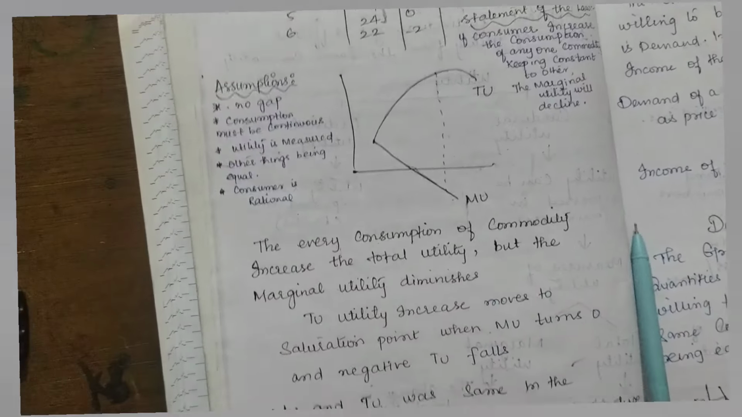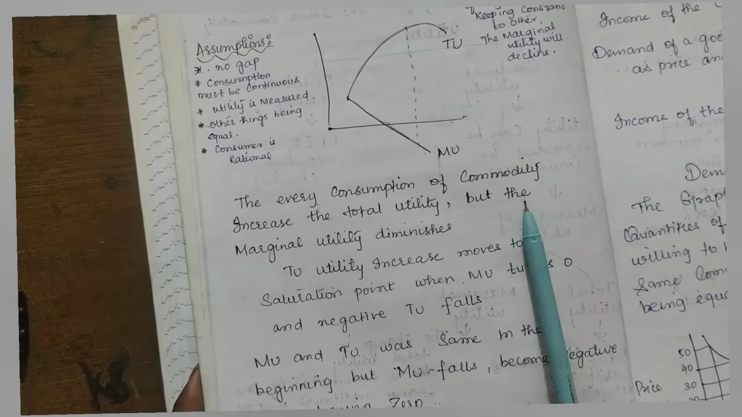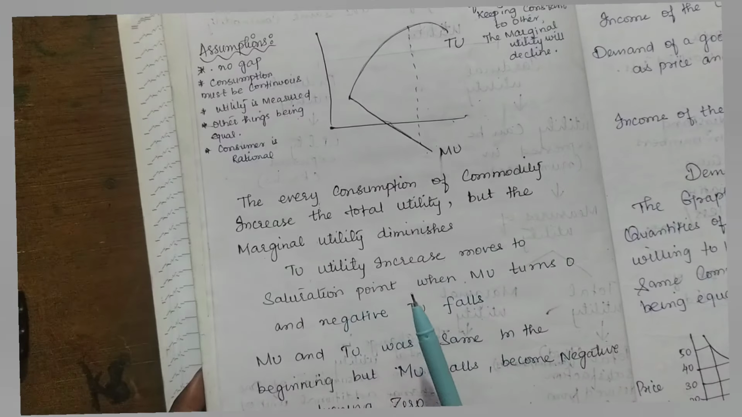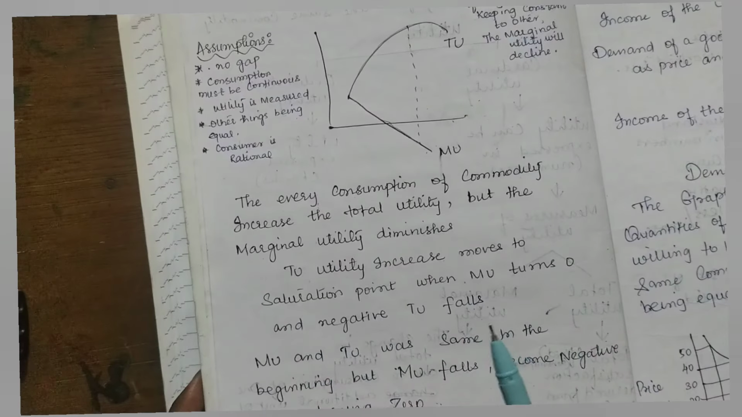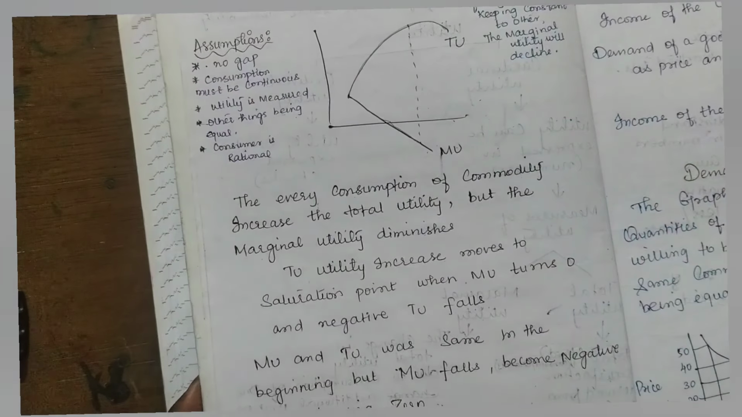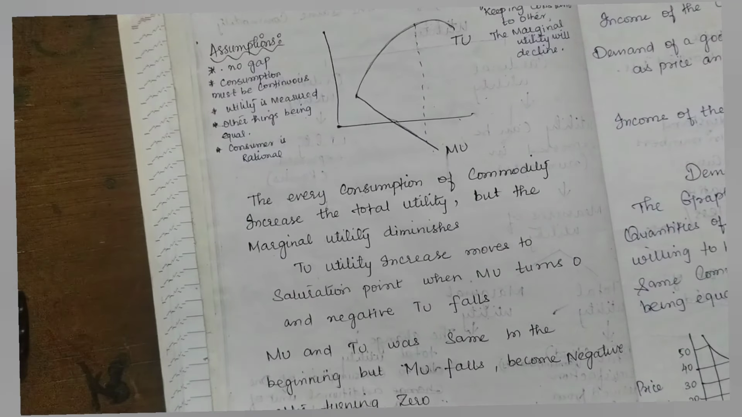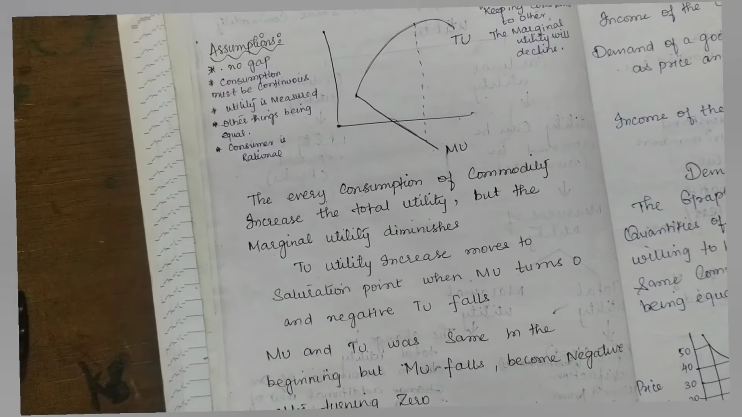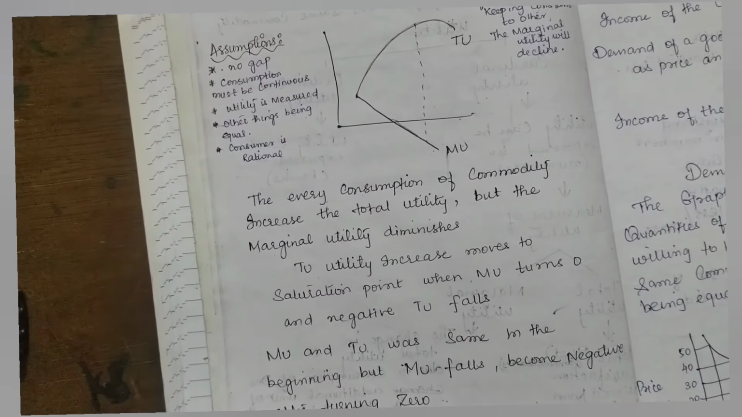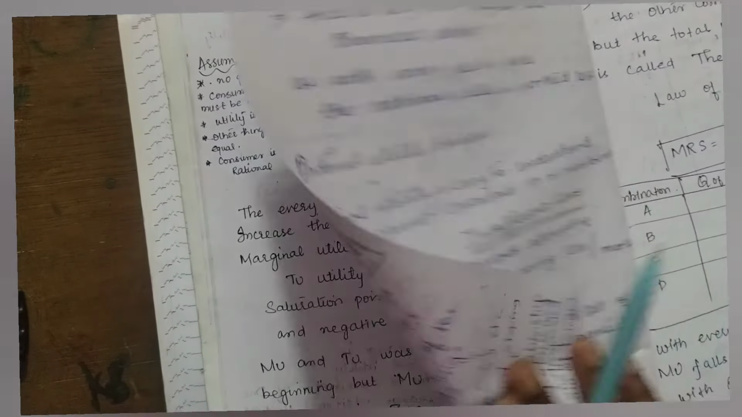Every consumption of a commodity increases total utility, but the marginal utility diminishes. Total utility increases and moves to the saturation point. When MU turns 0 and negative, that is when TU falls. MU and TU were the same in the beginning, but MU falls and becomes negative after turning 0. This theory is called the law of diminishing marginal utility. The punchline is the more and more you consume, the less and less you want to have it. This is one important 6 marks question.